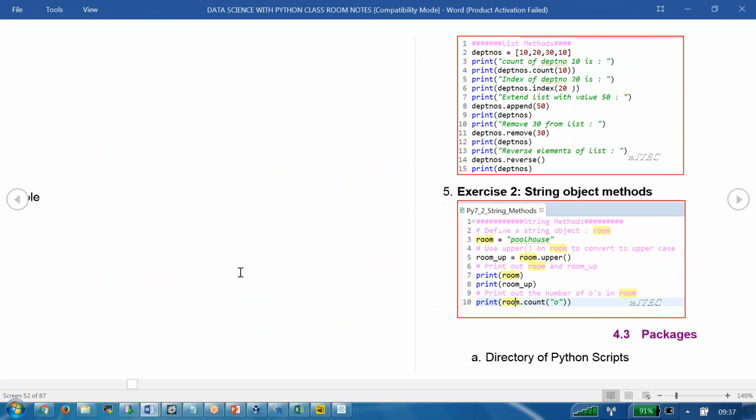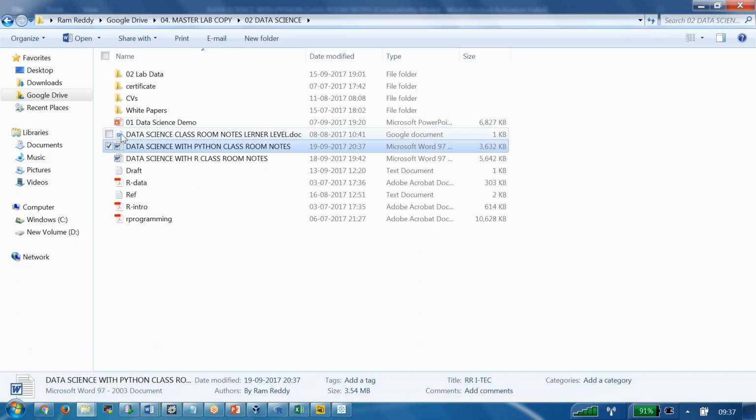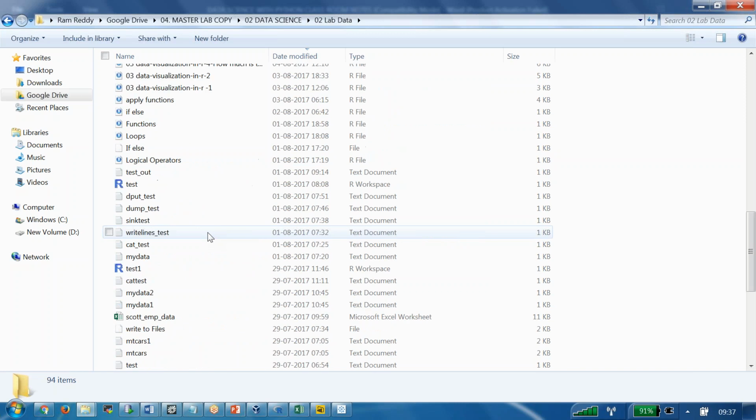And to execute the scripts, whatever I am showing quickly. Some people will be lazy, they won't type code, but they want to see the output. For them, yes, we are here to help you. That's what we are providing here. What is this? Lab data. In the lab data, all the scripts are available here.